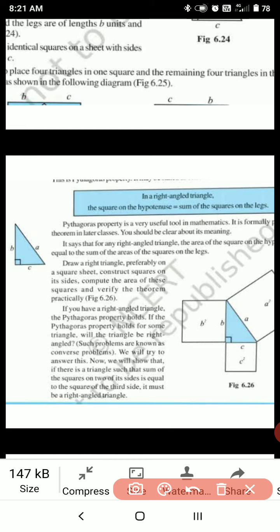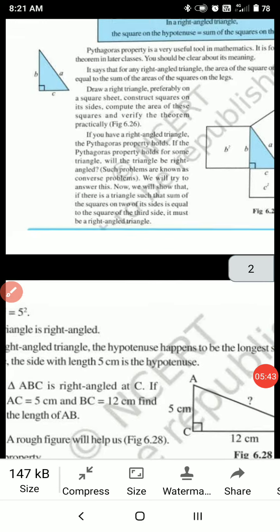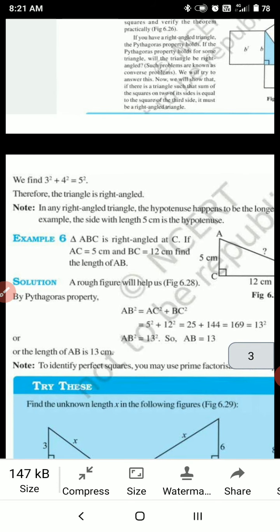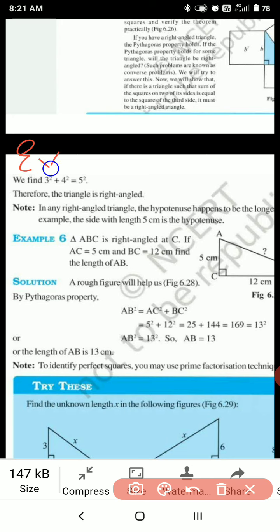Okay, this property always holds in case of a right angle triangle. Understood, beta? Now here example 6 is given. Before that there is example 5, whose question is not over here.